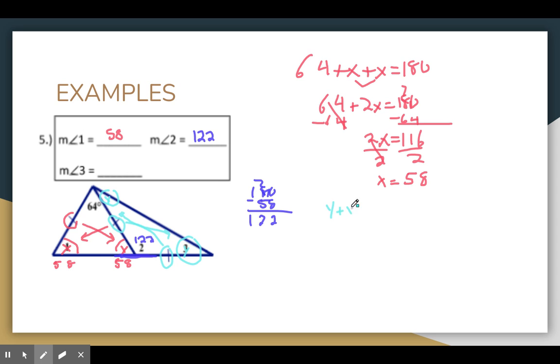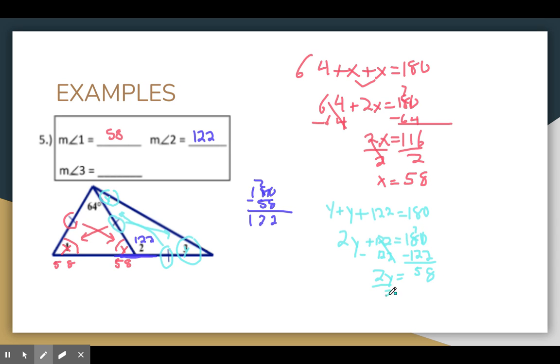So we set it up. y plus y plus 122 has to equal 180. Combine like terms, that's 2y plus 122 equals 180. Subtract 122 from both sides. Those cancel. 2y is equal to 180 minus 122. Again, we have to borrow. Always borrowing. 10 minus 2 gives you 8. 7 minus 2 gives you 5. 1 minus 1 is nothing.